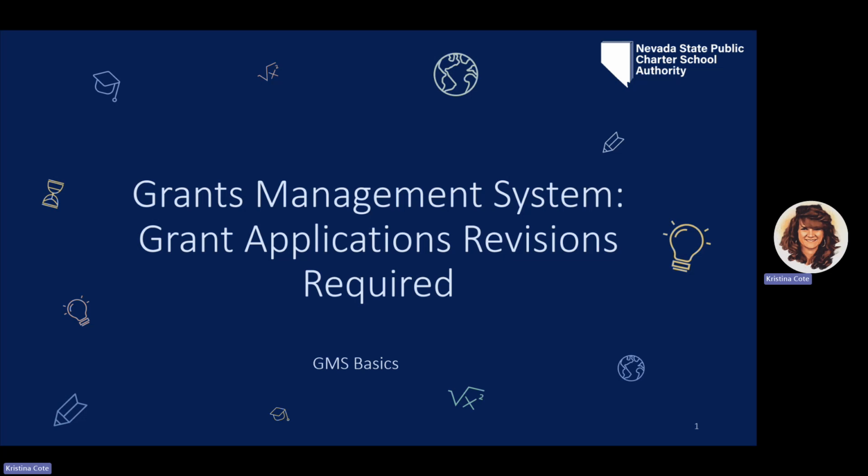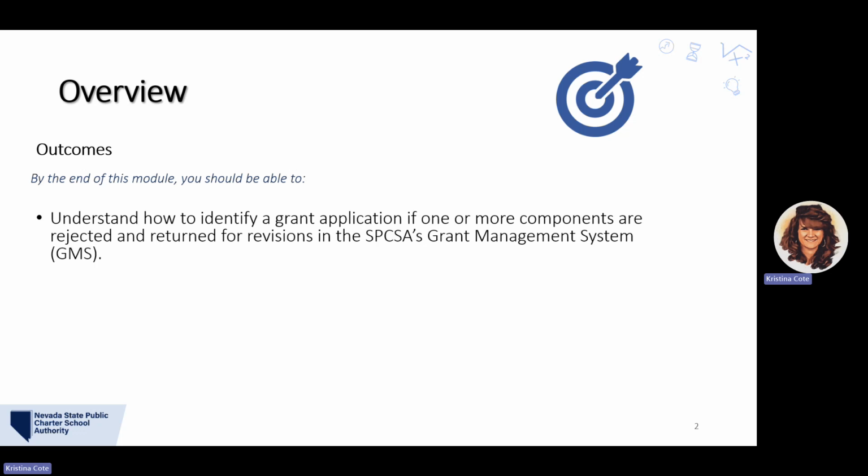Let's get started. First, let's take a quick look at the learning outcomes for this recorded training. During the short recorded presentation, I will cover the following outcomes. By the end of this module, you should be able to understand how to identify a grant application if one or more components are rejected and returned for revisions in the SPCSA's Grant Management System, also known as the GMS.